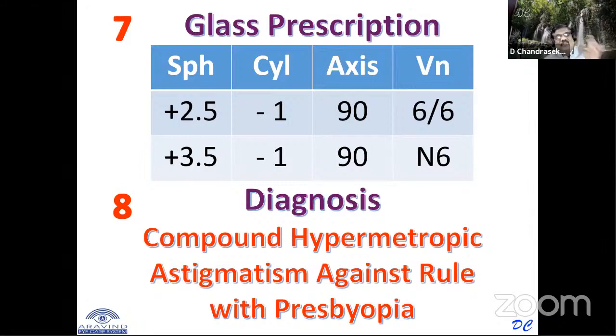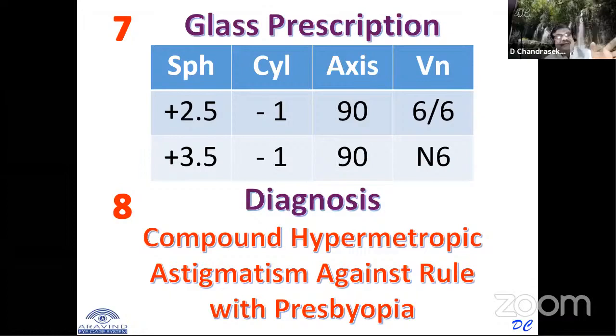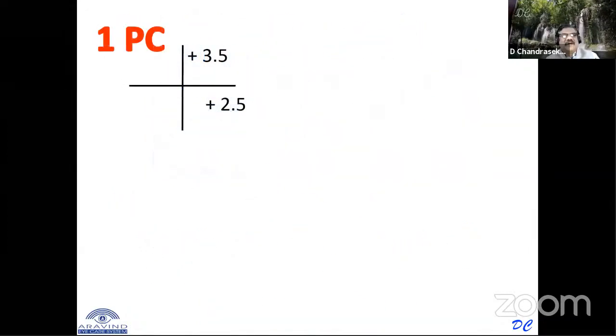Minus at 180, I said, is with the rule. But here it is minus at 90, so this is against the rule. And of course, the patient has got presbyopia. So it is compound hypermetropic astigmatism against the rule with presbyopia.